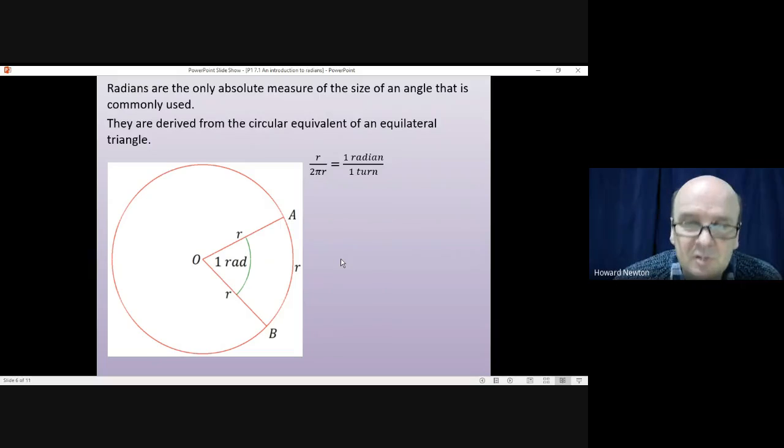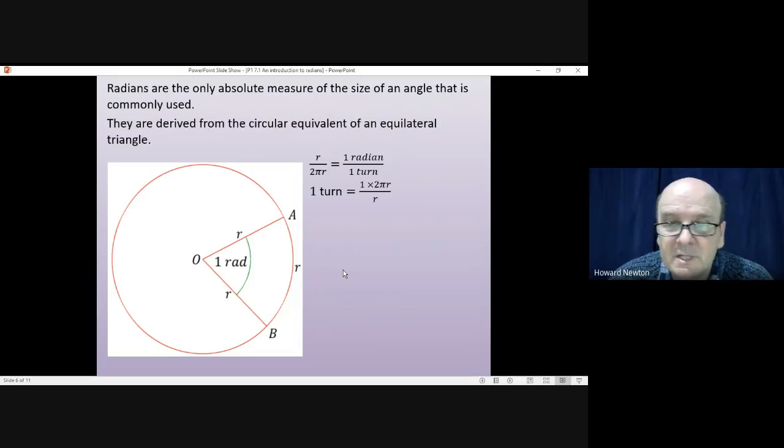Now that fraction or that ratio will be exactly the same as if we had 1 radian, the angle here, out of the whole angle in a circle, 1 complete turn. So those two proportions must be the same. r divided by the whole circumference must equal the same as 1 radian divided by the whole angle at the center. Rearranging that gives us 1 turn, 1 complete turn is equal to 1 times 2 pi r over r.